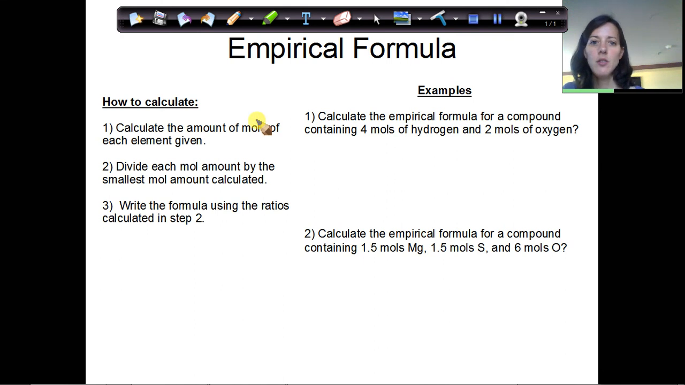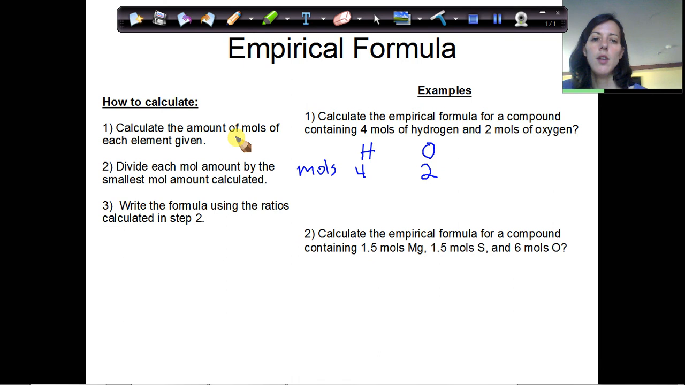Alright, so this video is going to show you how to calculate the empirical formula. So let's start with our example. Calculate the empirical formula for a compound containing 4 moles of hydrogen and 2 moles of oxygen. So we have H and we have O. We have 4 moles of H and 2 moles of O.